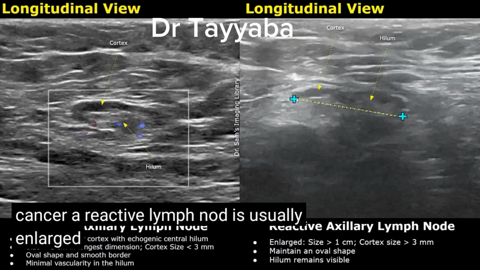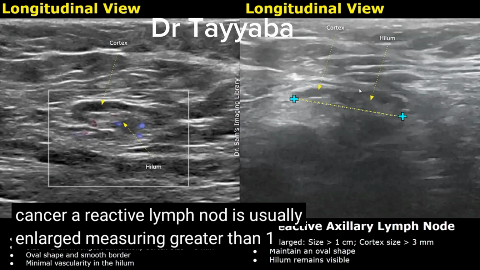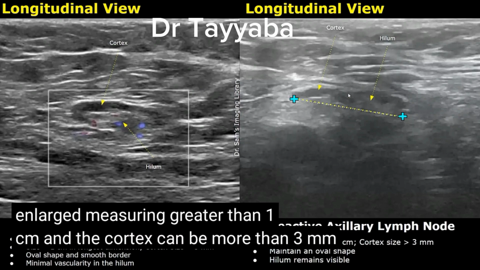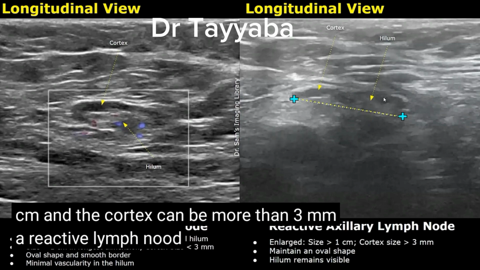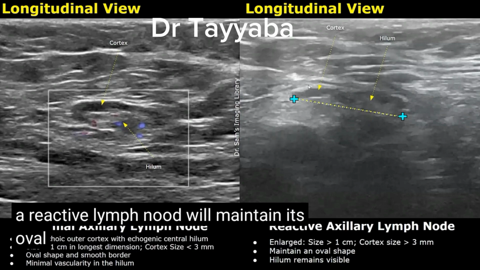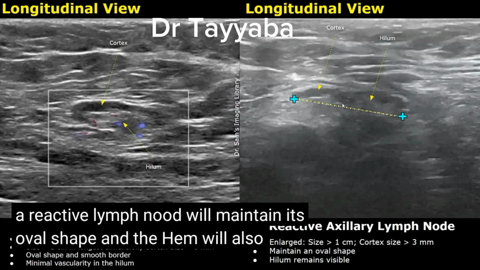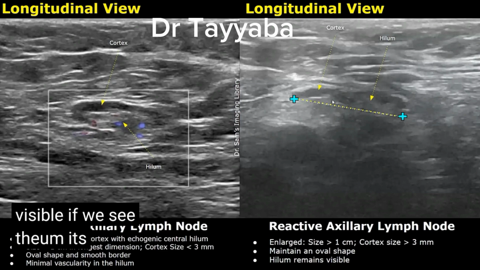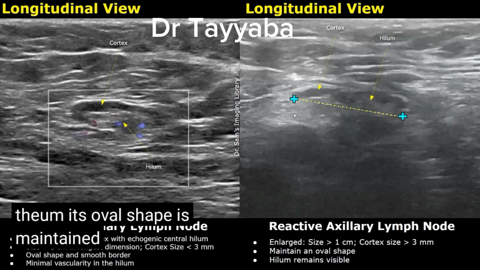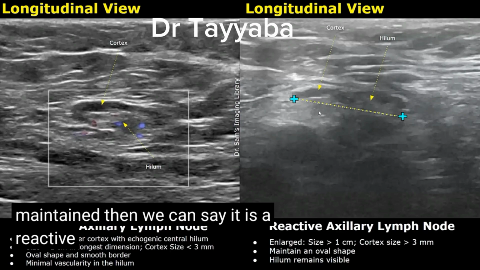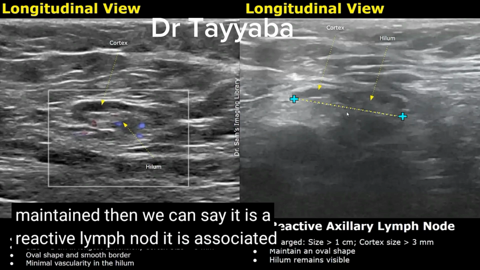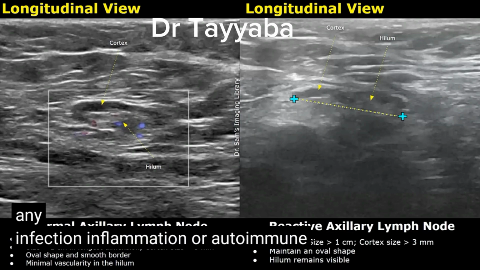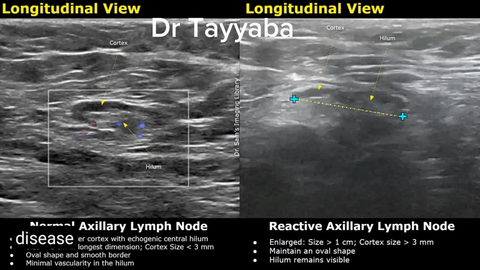A reactive lymph node is usually enlarged, measuring greater than 1 centimeter, and the cortex can be more than 3 millimeters. A reactive lymph node will maintain its oval shape, and the hilum will also be visible. If we see the hilum and its oval shape is maintained, then we can say it is a reactive lymph node. It is associated with any infection, inflammation, or autoimmune disease.